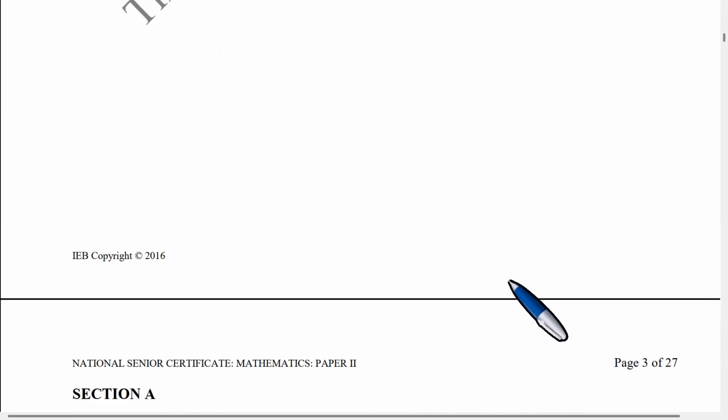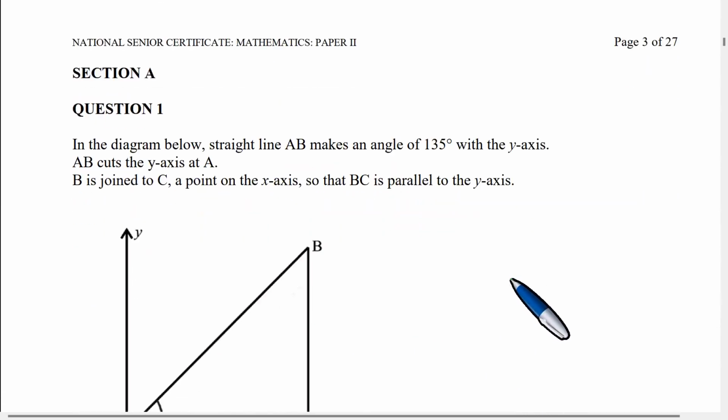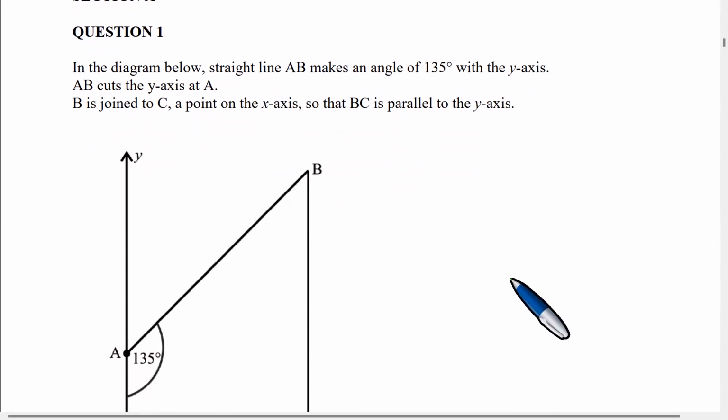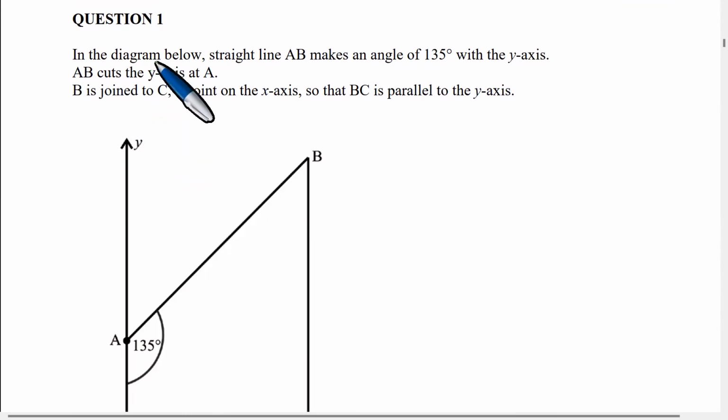Right, so this page was left blank deliberately. I loaded the whole paper, so we have the full question paper. This is Section A, and there's Question 1. Question 1 is about, in the diagram below, straight line AB makes an angle of 135 degrees with the y-axis. We could just run through all the questions. I know that sometimes you have more interest in some than others.